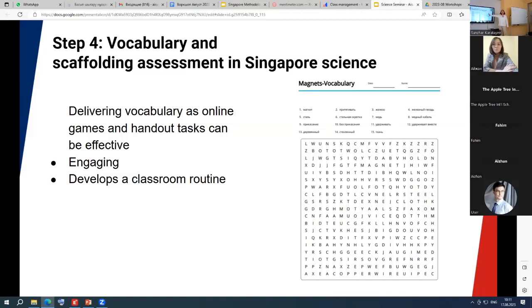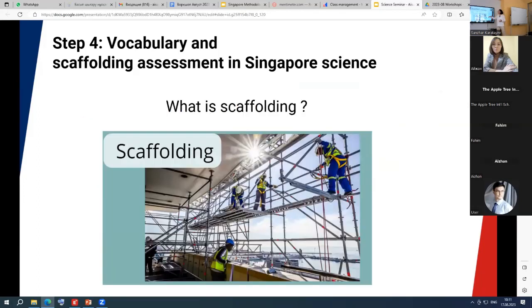Also, why is it good? Because they provide printables. All the tasks that are interactive can be made into PDF files. They can be printable. You got it, yes? So it's engaging. It develops a classroom routine, that's what I talked about before. When they see these papers, they are ready to start. They're very excited. They actually like doing this task in a written form and in an interactive way. So this is only about vocabulary.